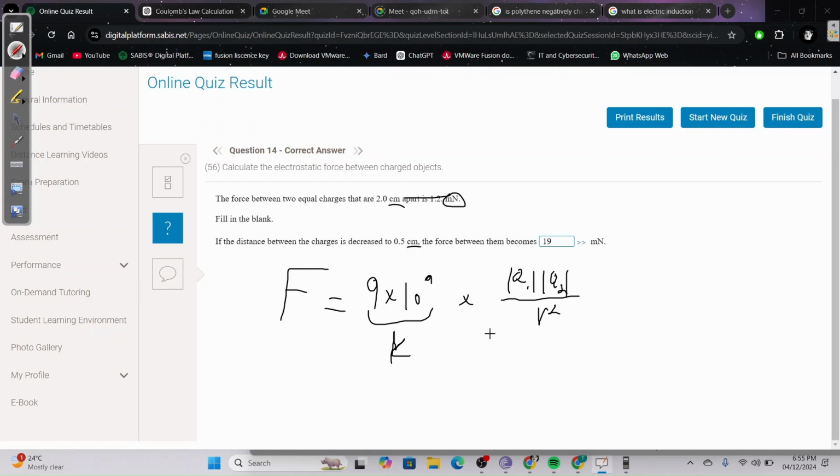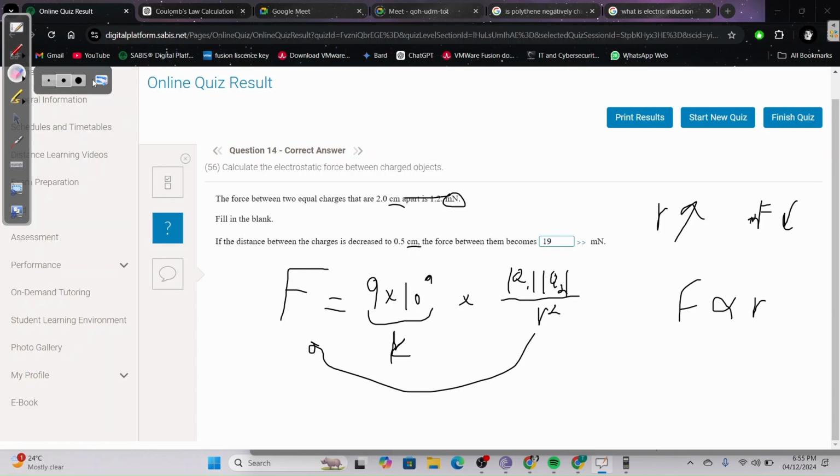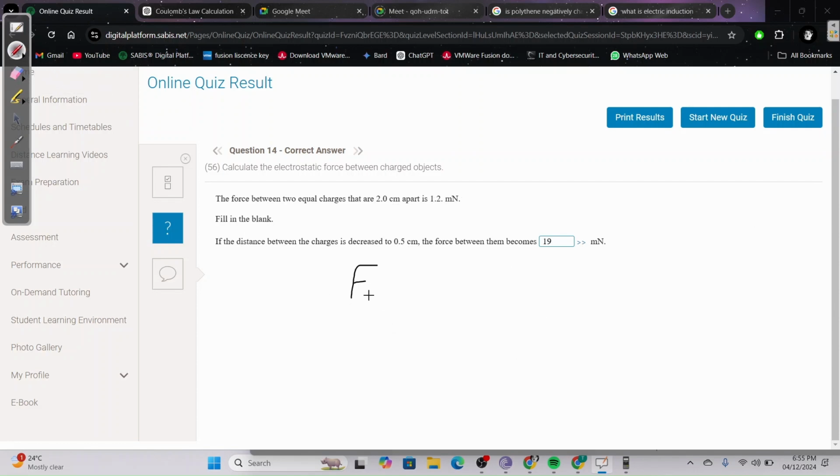You can see here that R is inversely proportional to F. So as R increases, F decreases. So you can say that F is inversely proportional to R. Now we're going to derive this: F2 over F1 equals R1 over R2. And if you remember in Coulomb's law, the distance R was squared, so we're going to square all of this. So F2 over F1.